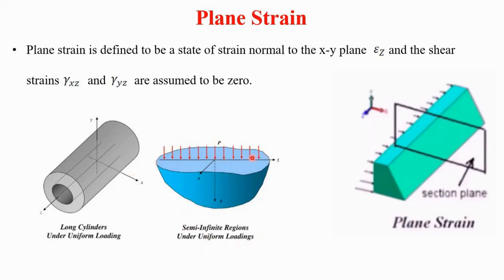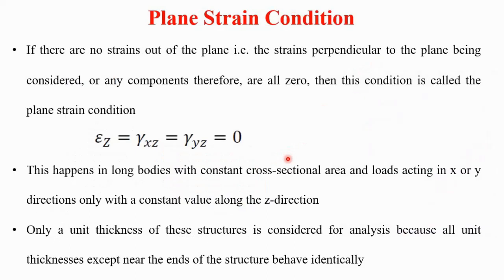That means strain along the z direction is 0. See, this is an example of plane strain. The plane strain condition: if there are no strains out of the plane, that is, the strain components perpendicular to the plane being considered are all 0, then this condition is called the plane strain condition.